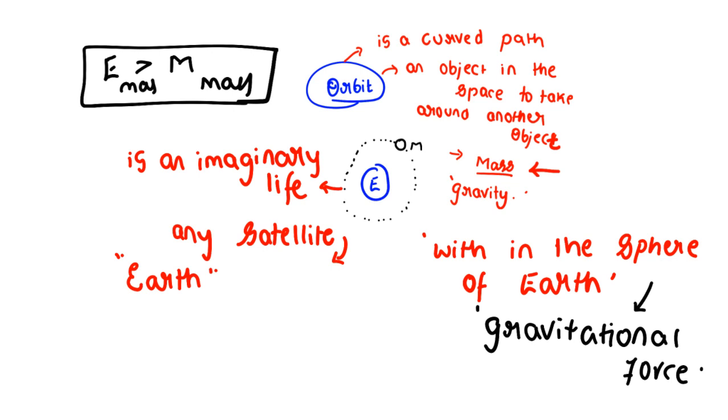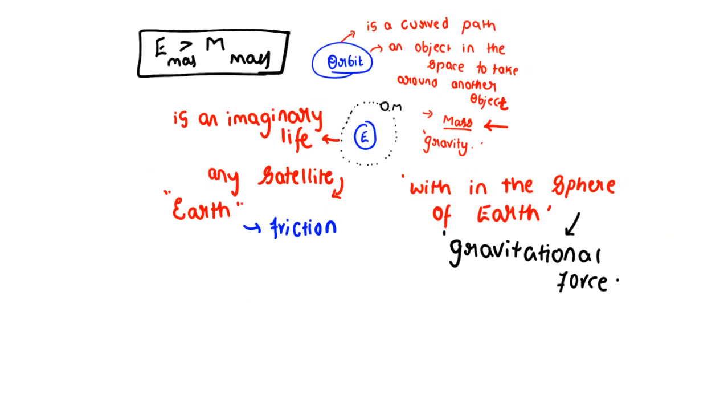Of course, it should be kept in a required orbit, otherwise it is going to fall into the sphere of the earth, and the sphere of the earth causes gravitational force, and during the drag that gravitational force causes friction, and the satellite is going to burn itself, right? So we have to see clearly that this orbit path should not get any friction, clear?